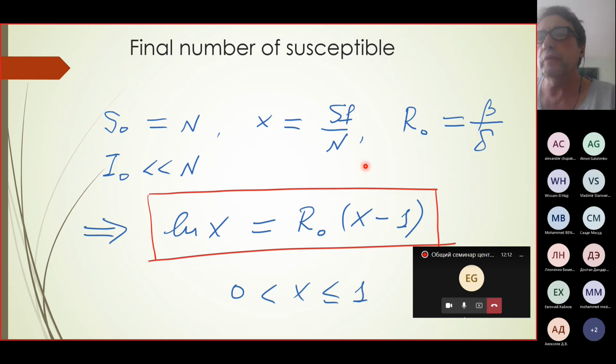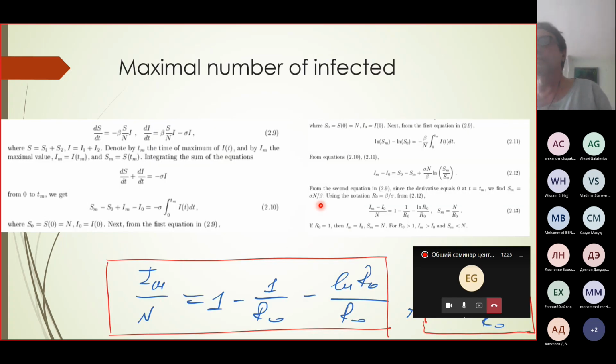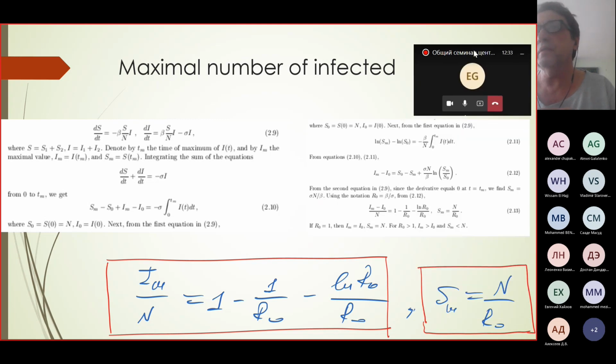So again, it is important that this equation has a solution x less than 1 if the basic reproduction number is larger than 1. And the last property of this model and of the epidemic, truly speaking, I don't know whether it exists in the literature. I did this very simple derivation in some of the previous works.